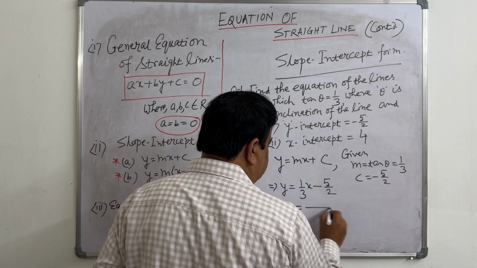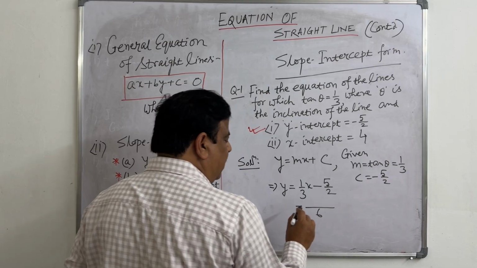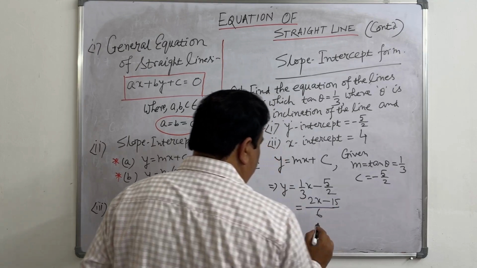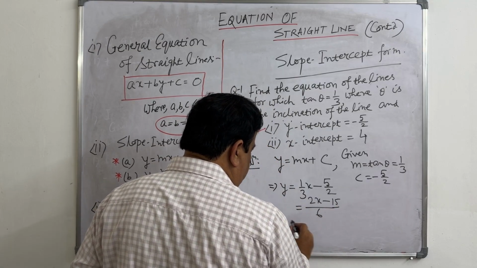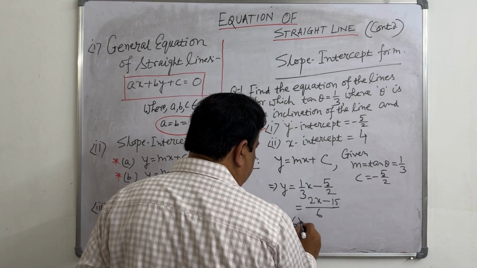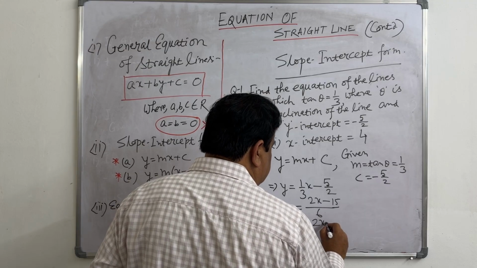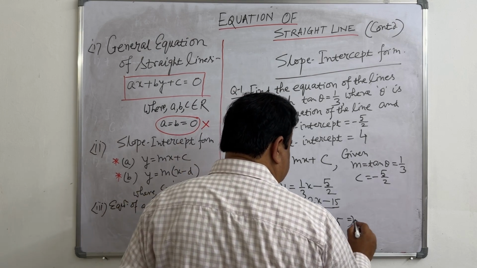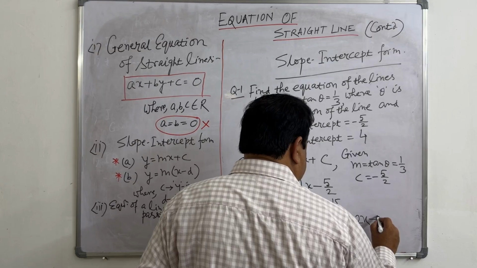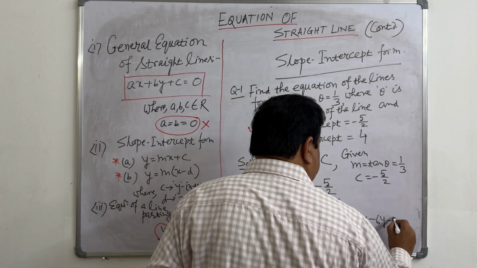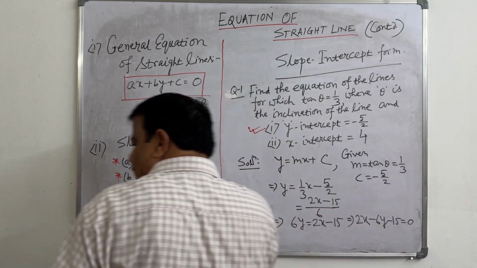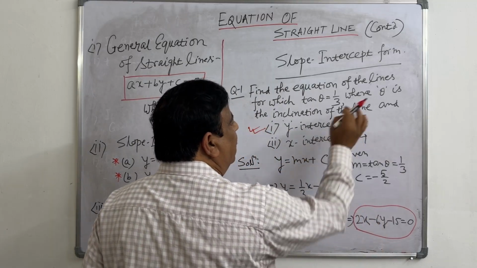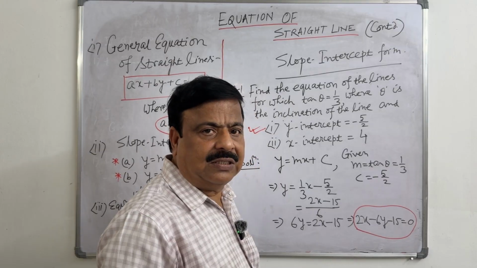So what is the LCM? That is 6. So in the numerator you will get 2x minus 15. Okay. So if we cross multiply, then you will get 6y, that is equal to twice x minus 15. So you can write down this equation as twice x minus 6y minus 15 is equal to 0. So what is the final equation of this straight line with y-intercept minus 5 by 2? This is the answer. Clear?